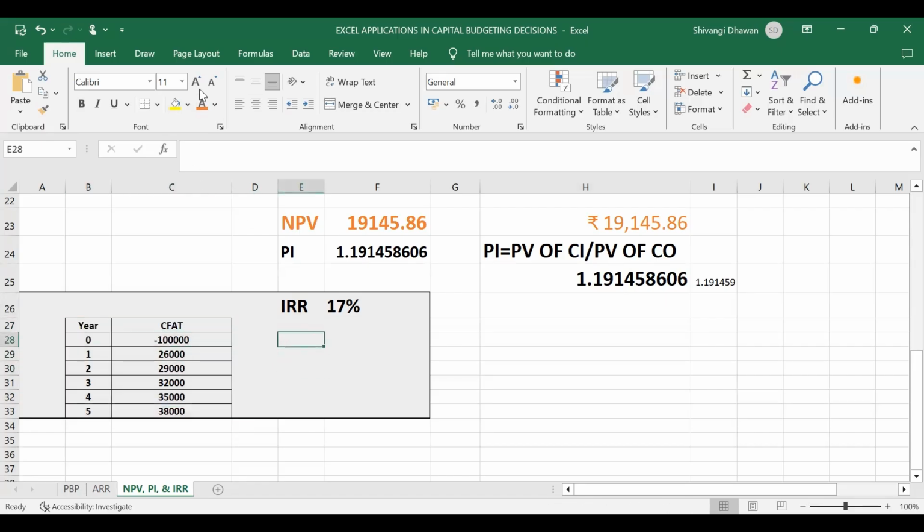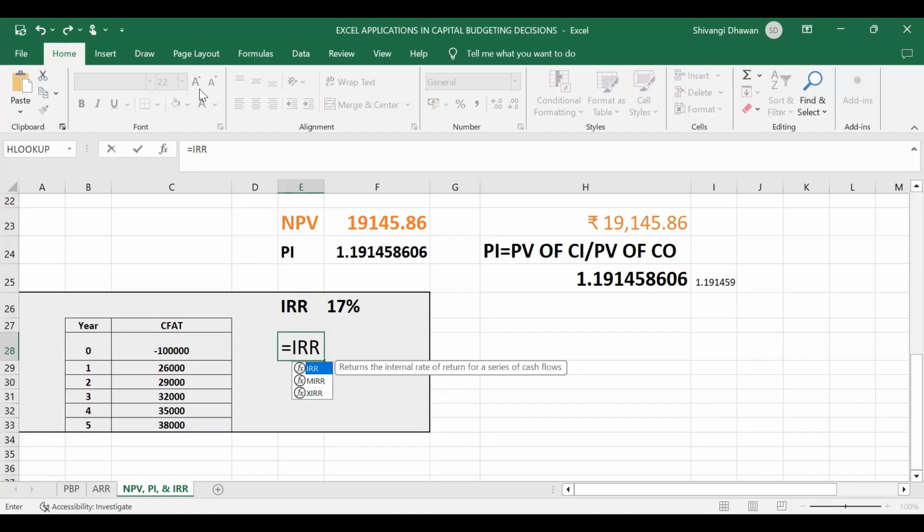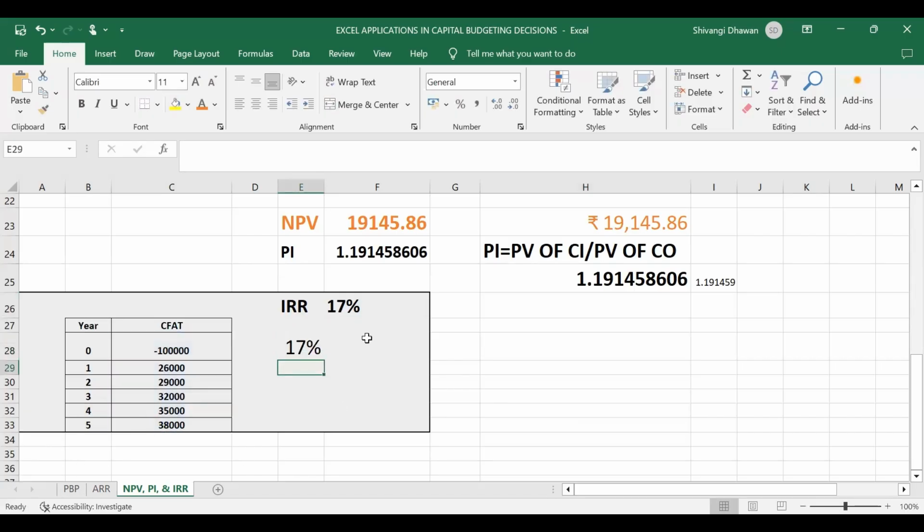And in order to calculate IRR, it is very simple: equals IRR. Activate the function, and it asks you for the values. In the values, it is not specified whether outflow or inflow, so you will take all the values here. And you will close the bracket. That's it. Enter and you will get an IRR of 17%.